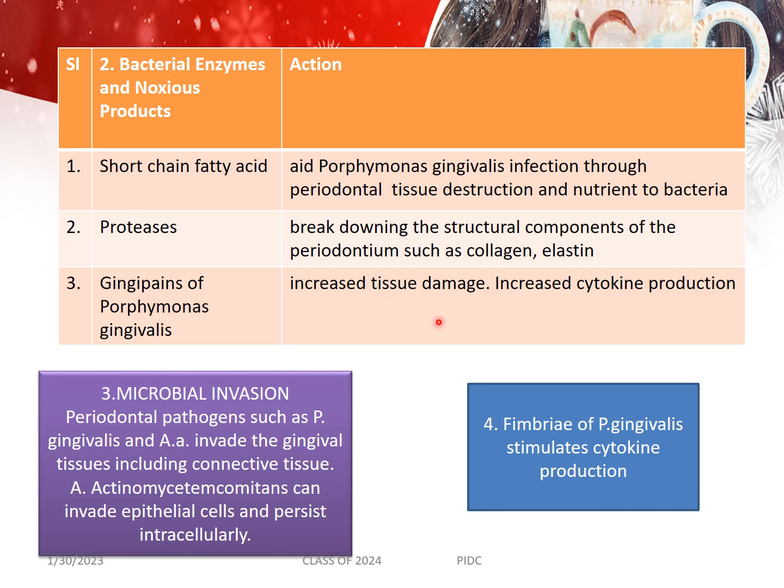The third microbial virulence factor is the microbial invasion. Periodontal pathogens such as Porphyromonas gingivalis and Aggregatibacter actinomycetemcomitans try to invade the gingival tissues through the connective tissue. The fourth one is the fimbria of P. gingivalis, which also stimulates cytokine production.